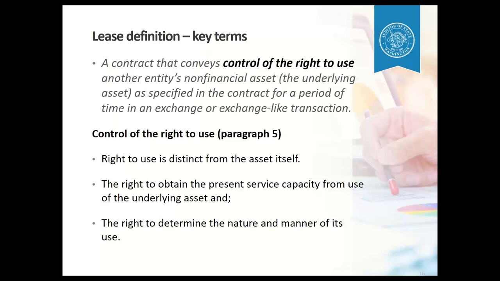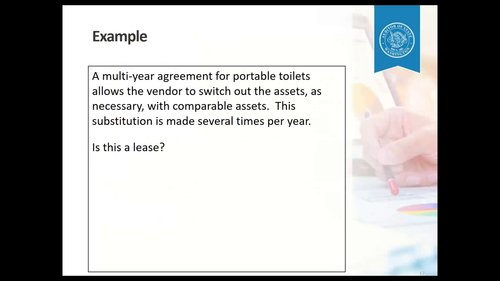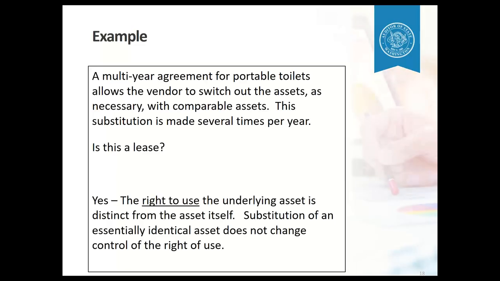In fact, here's an example. Next slide. Okay, in our example, we have a multi-year agreement for portable toilets that allows the vendor to switch out the assets as necessary with comparable ones. The substitution is made several times a year. So is this a lease? Well, yes, this is a lease. So the right to use that underlying asset is distinct from the asset itself. So substitution of that essentially identical asset does not change the control of use.